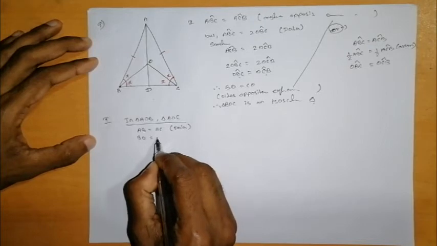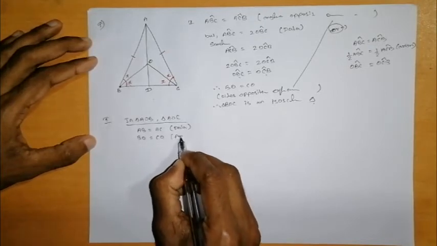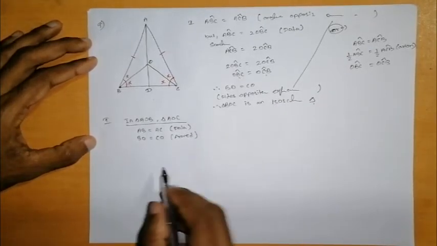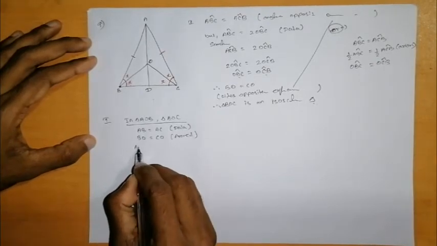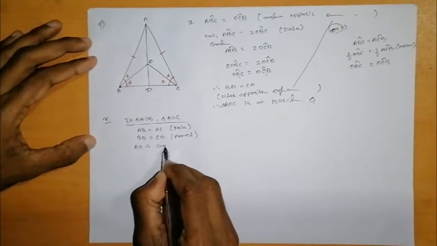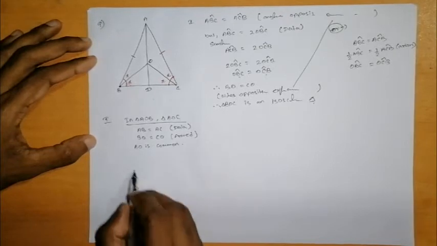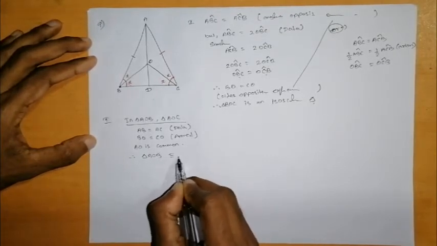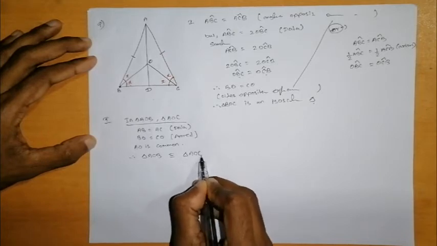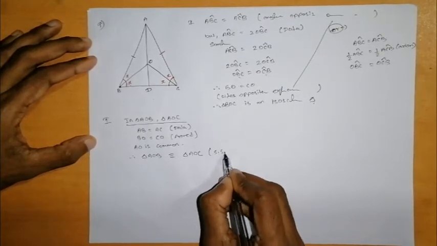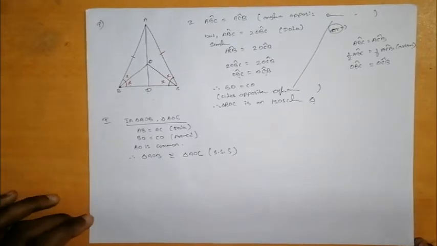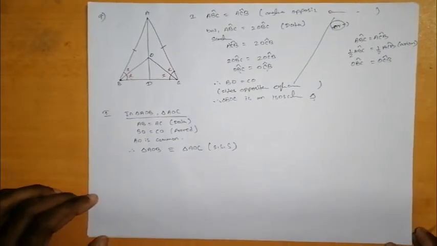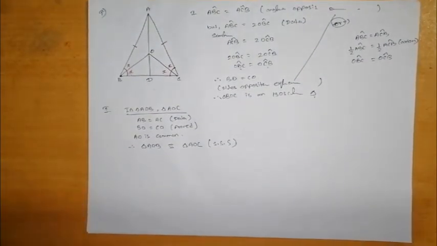BO equals CO, that's what we proved in the first part. Then AO is common, that's a common side. So therefore triangle AOB is congruent to triangle AOC, side, side, side. Under this rule, those triangles are congruent. Okay, what about the third part?